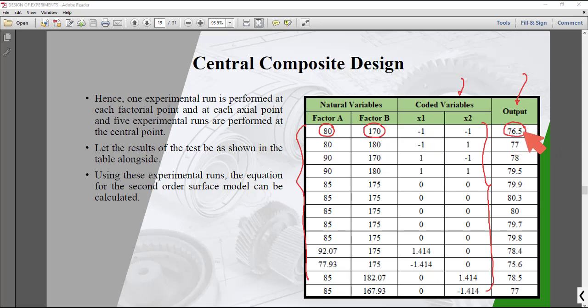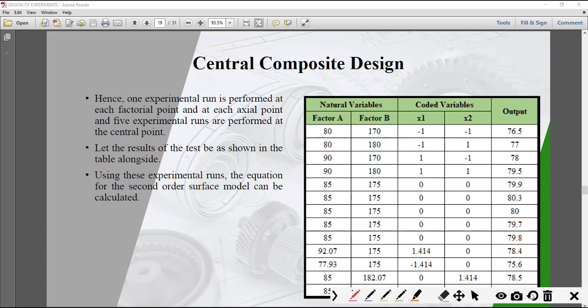The capacity of the cadmium battery is 76.5 ampere hours. Okay. Then for 92.07% cadmium and 175 degrees Fahrenheit, what is the capacity of the battery? The capacity of the battery is 78.4 ampere hours. Okay, this is what it simply means.